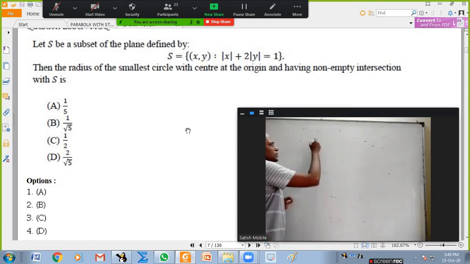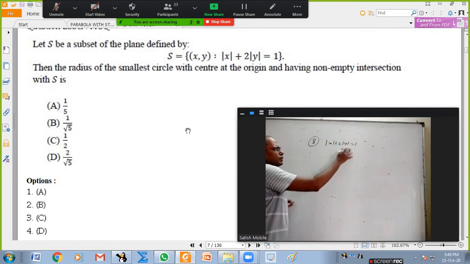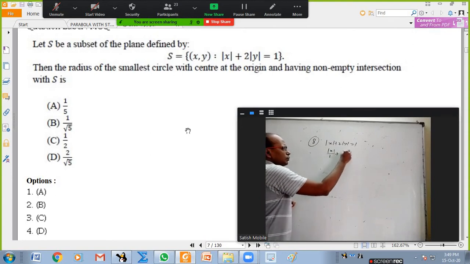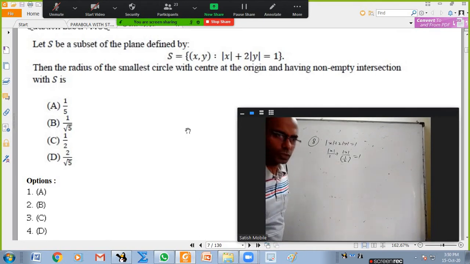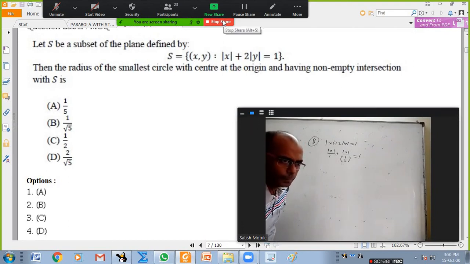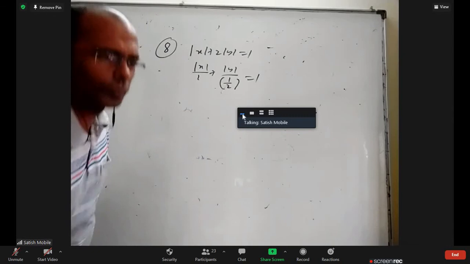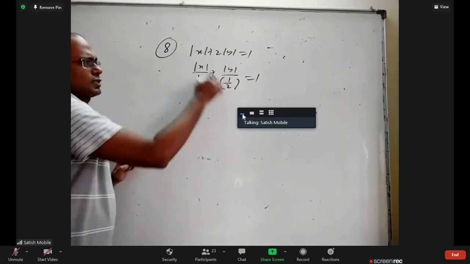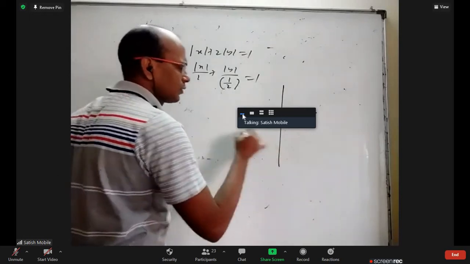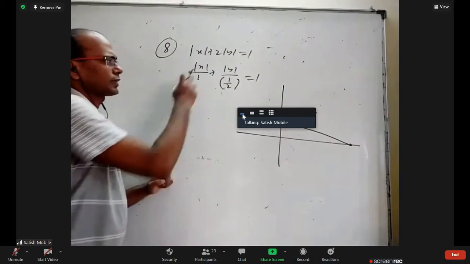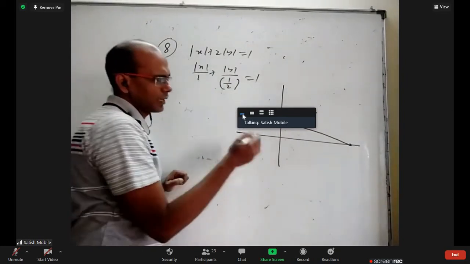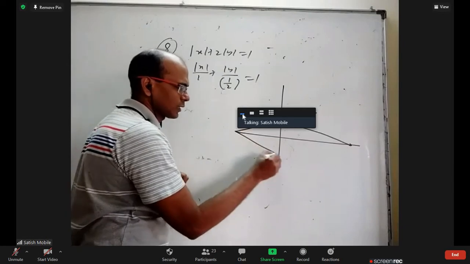Okay, so coming to this eighth question, mod x plus 2 mod y equal to 1. If I divide by 1, it is mod x by 1 plus mod y by 1 by 2 equal to 1. You want the radius of the circle with center at origin and non-empty intersection. When x and y are positive, it is a line with x-intercept 1 and y-intercept 1 by 2. It is this line in the first quadrant because x and y are positive. It is symmetrical about the y-axis and x-axis, so it is actually a rhombus like this.